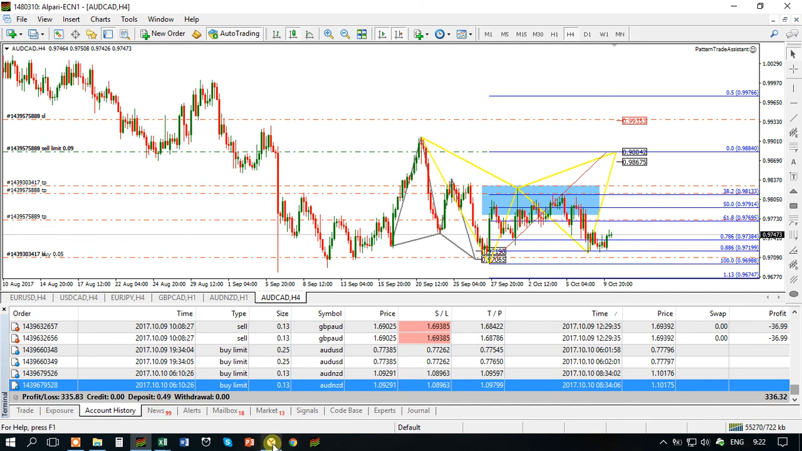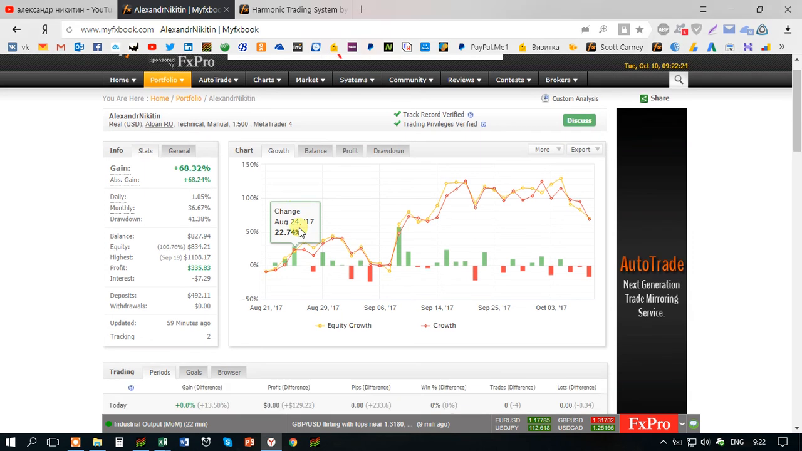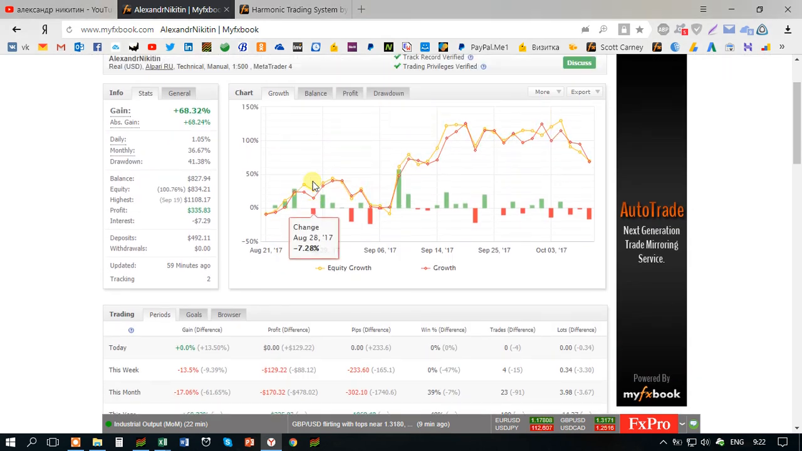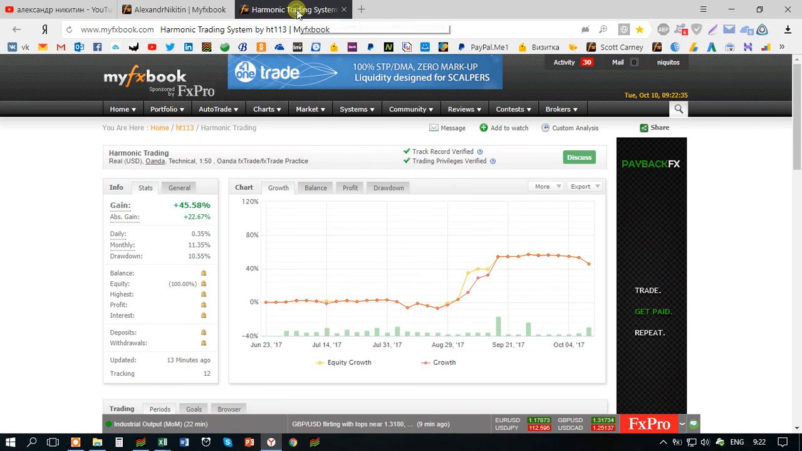This is a testing account. I am testing, doing some stressing on this account to see how it survives. That's why it has these drawdowns, it has these choppy movements. And so if we compare my account with Scott Carney's account, here it is, Scott Carney.